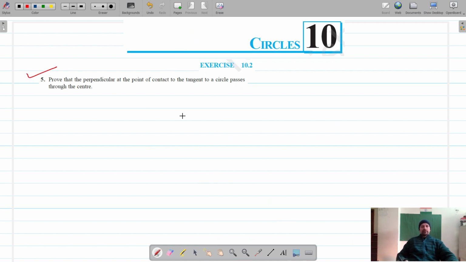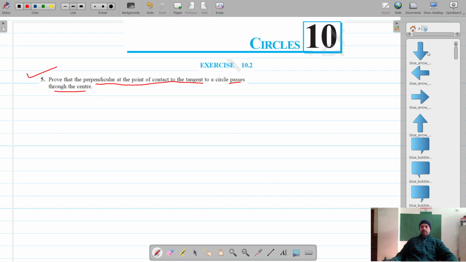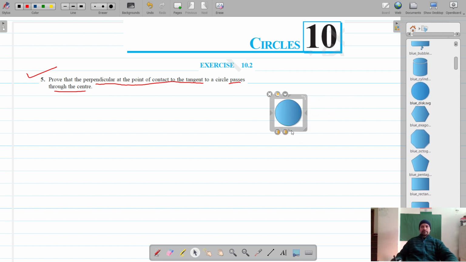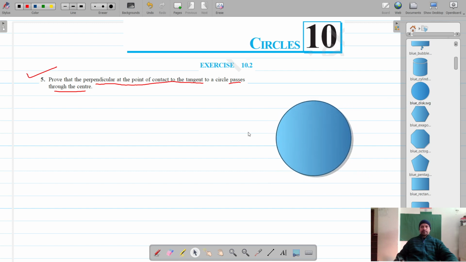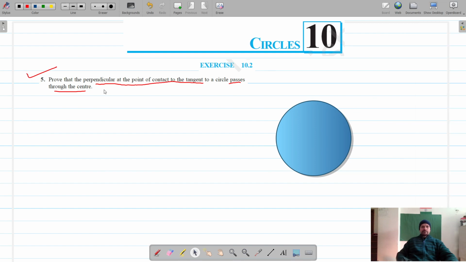For question number 5, we have to prove that the perpendicular at the point of contact to the tangent to a circle passes through the center. This means that if there is a circle, let's say this is our circle, we have to prove that the perpendicular at the point of contact to the tangent passes through the center.